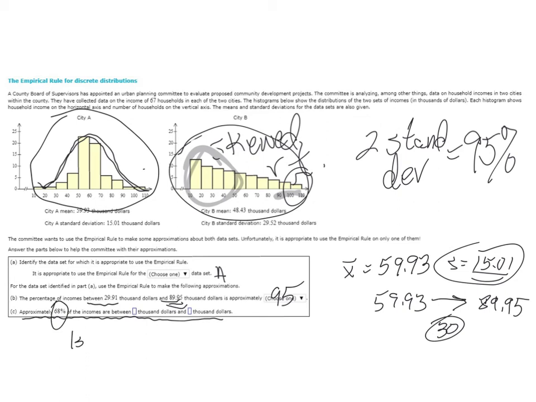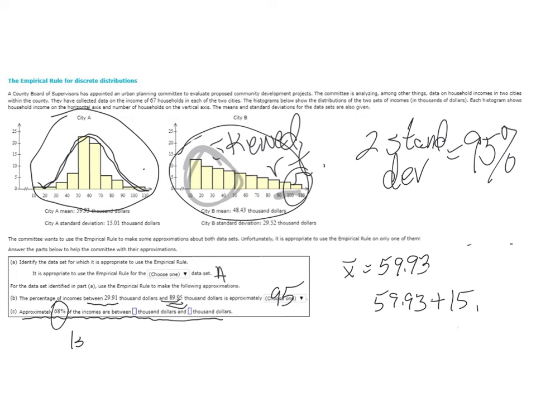And so I would start with my middle number here. Let me get that. Start with that, 59.93. And then I would add a standard deviation. I'd say plus 15.01 and get my number for the upper bound. And then I would subtract 15.01 from 59.93 and get my answer.